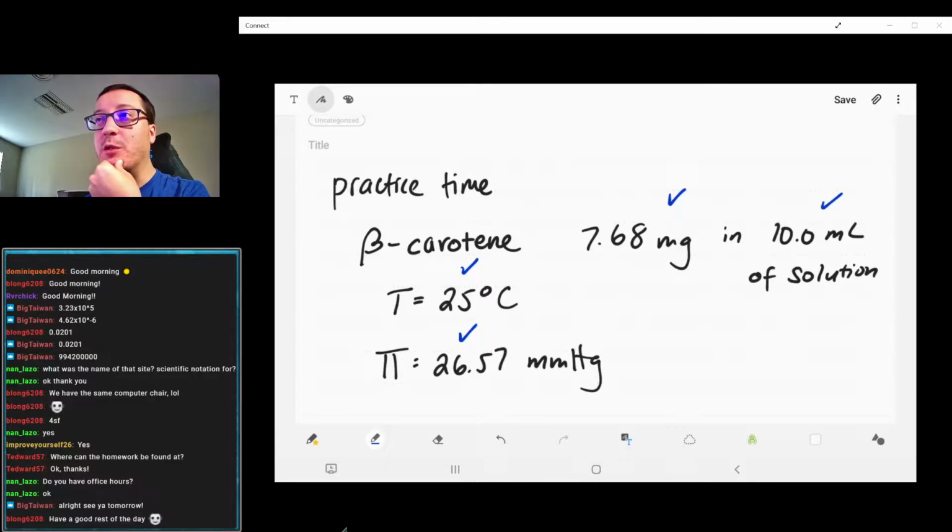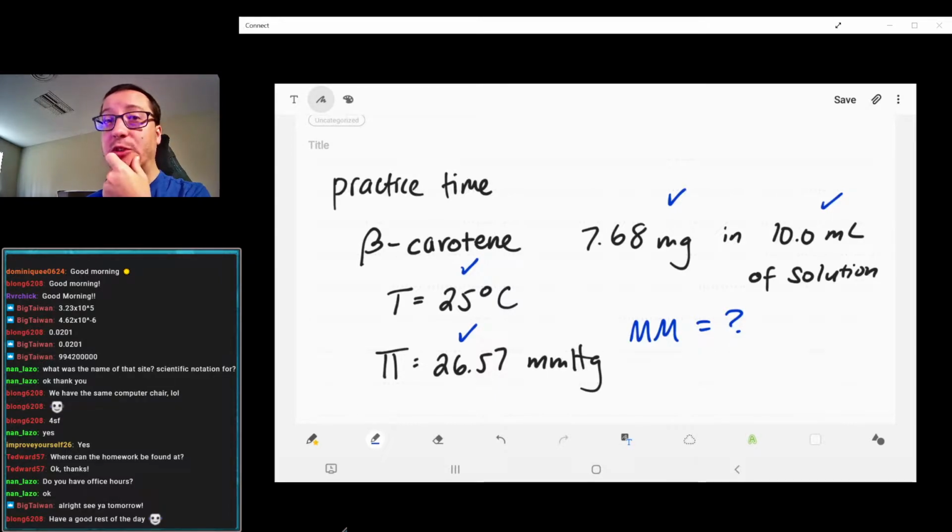Or if we were using the boiling point stuff, we would be able to know that as well just by measuring the temperature. All right, so all of this stuff can be measured directly, physically, easy, no problem. And so let's try and figure out what the molar mass is of this beta carotene. So, how the heck are we going to do this?